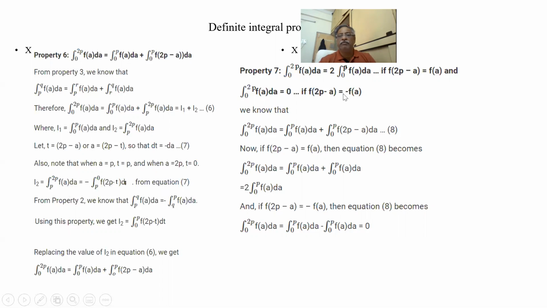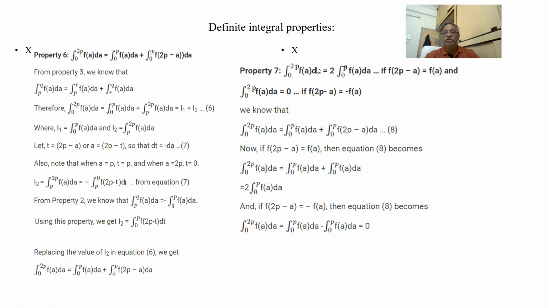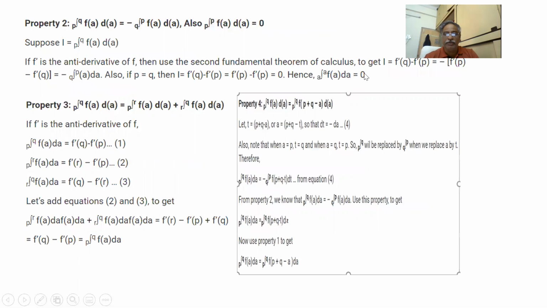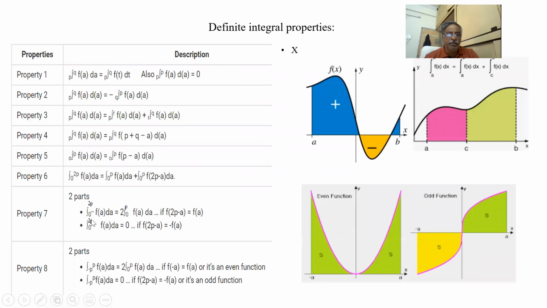So now let us see our property 7. 0 to 2p f of a dA is equal to 2 into 0 to p f of a dA, if f of 2p minus a is f of a. If f of 2p minus a is minus f of a, then it is 0. Simple. This we know, 0 to 2p is the combination of these two. If this is minus of f of a, this is 0. If it is same as f of a, it's 2 into 0 to p f of a.